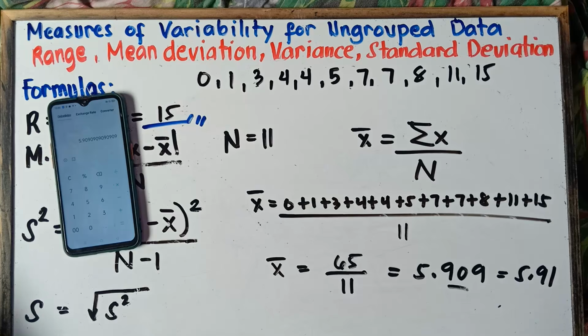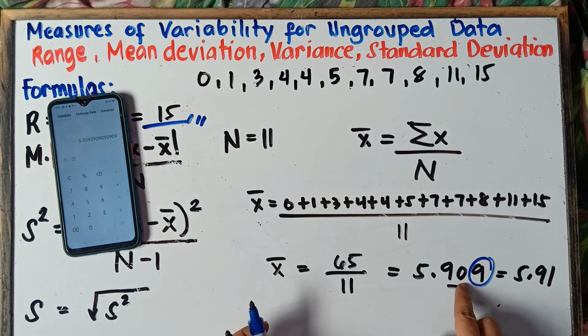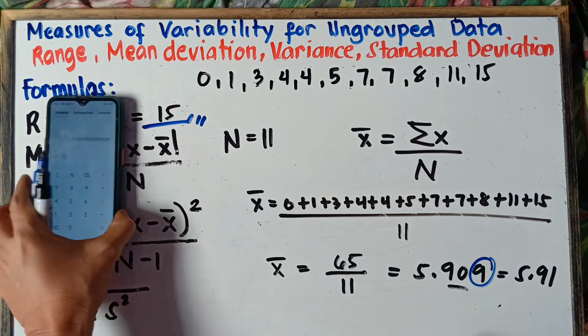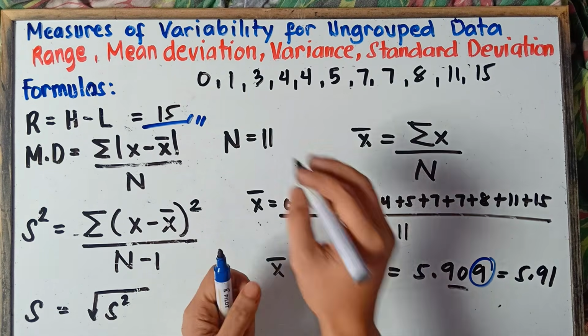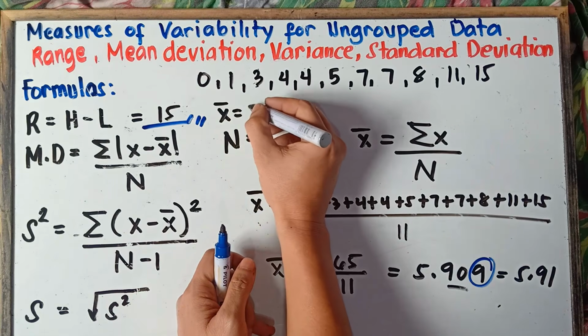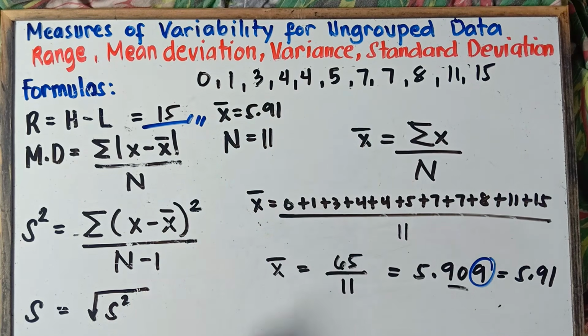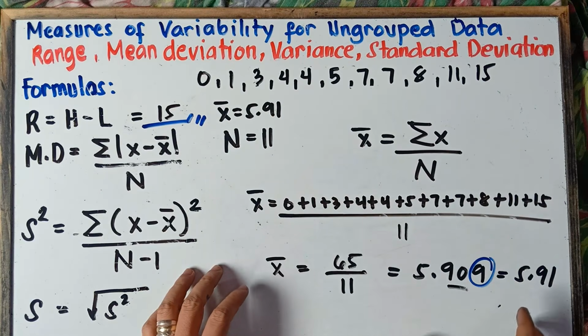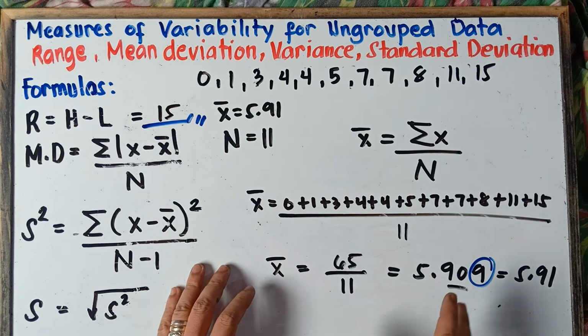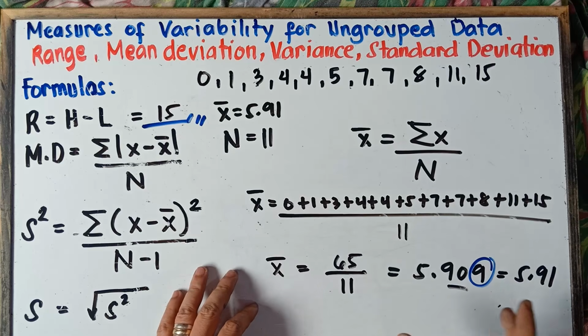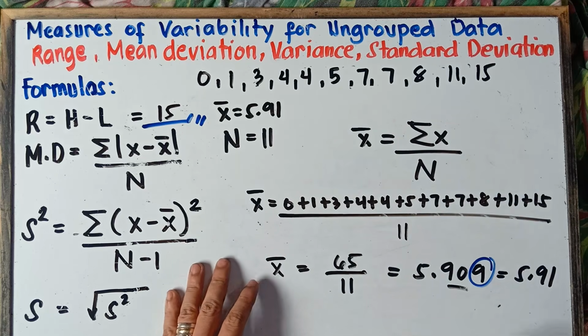Once again, class, after 0, this is 9. Therefore, class, we need to round up. This 0 becomes 1. So therefore, the mean is equal to 5.91. All set. Alright, so we'll be erasing this one, class, because we don't have enough space. You pause the video. This will be the answer for the mean. This is the solution for the mean, class.